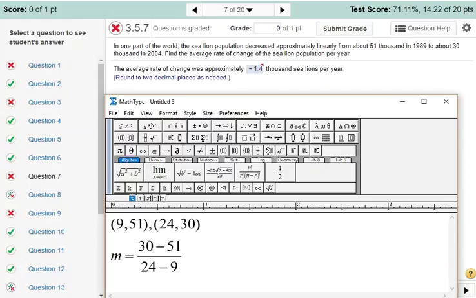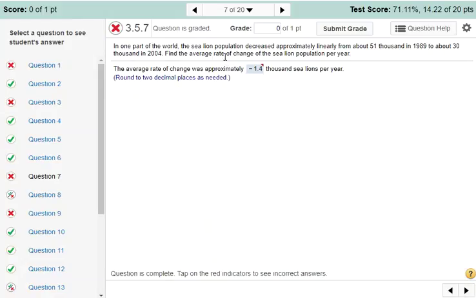And if you calculate that, I'm going to grab my calculator real quick. On the top, we have our 30 minus 51, which is negative 21. And on the bottom, we have 24 minus 9, which is 15. And then if you finish the division, negative 21 divided by 15 is negative 1.4. And you can see that that is what our correct answer was supposed to be. So we really have to write ordered pairs and calculate slope to do a rate of change. Rate of change is another way to phrase slope.